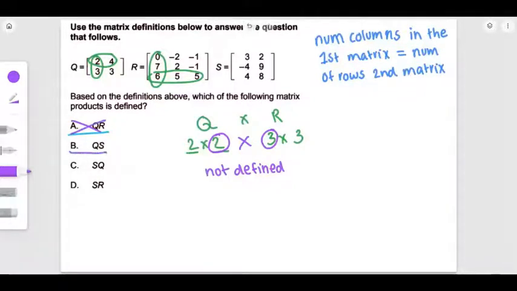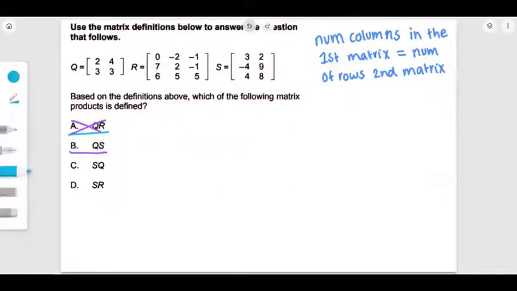Let's move to the second choice, which is QS. Choice B says that QS is defined. Q will give us a 2 by 2 matrix, as we said in the first choice, while S has 3 rows and 2 columns, which will give us a 3 by 2 matrix.